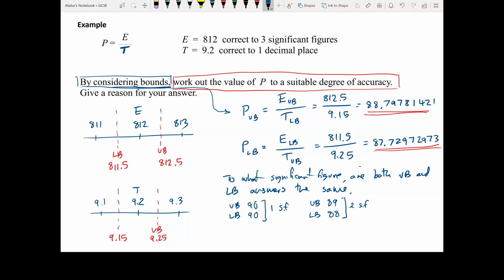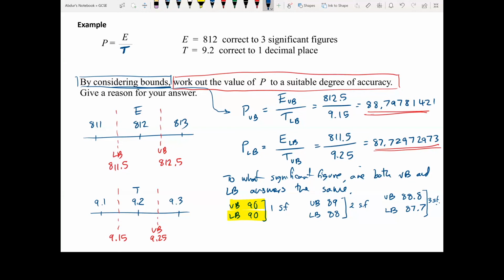And if I did it to three significant figures, it would be 88.8 for the upper bound, and 87.7 for the lower bound. So it starts being different even more. You can see that these numbers are different, upper bound and lower bound, for three significant figures. So when are they the same? They are only the same when rounded to one significant figure.